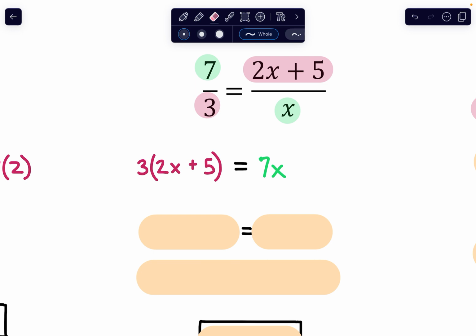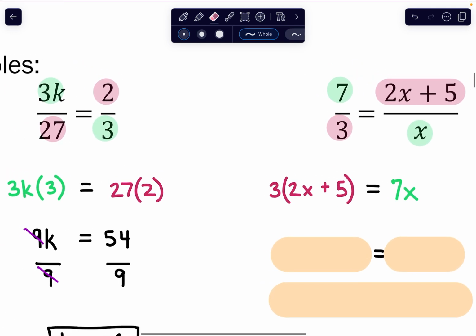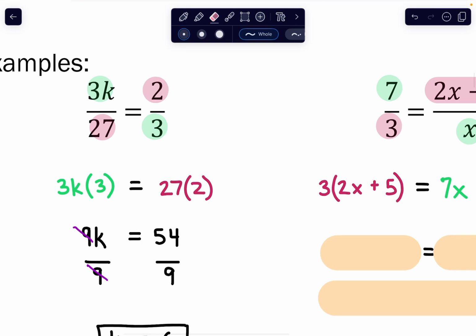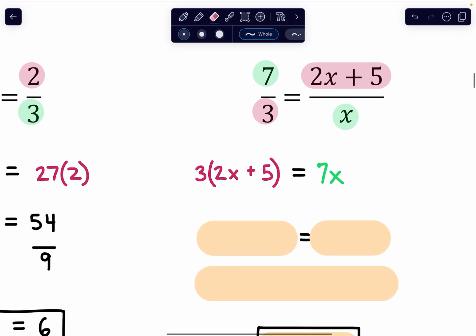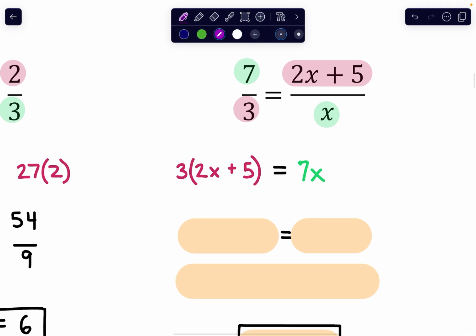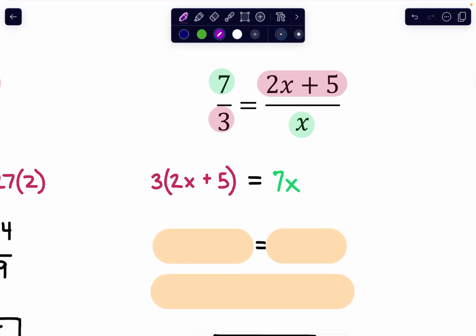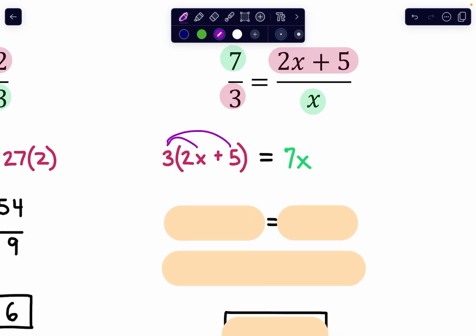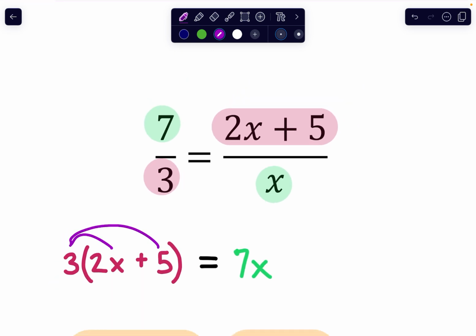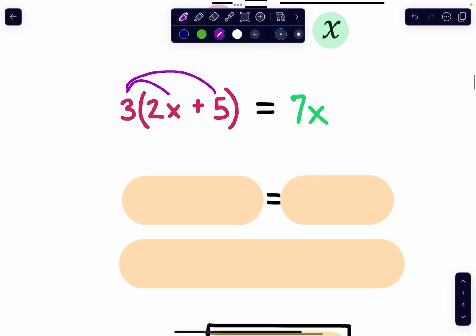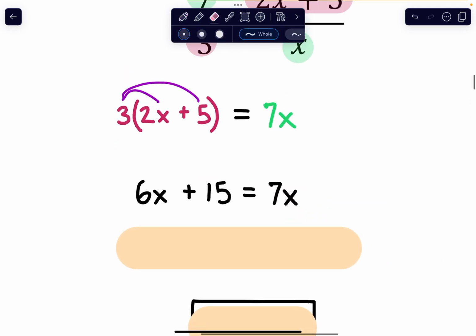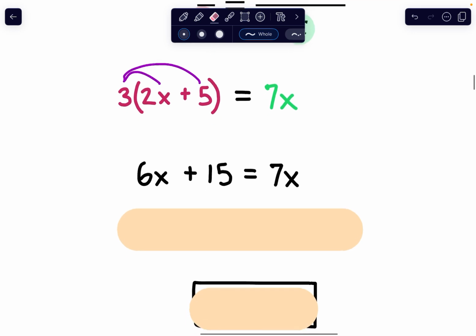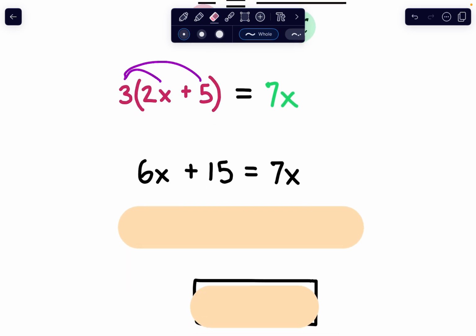So when you write cross products that are not just a single number and a single letter, like 27 times 2, I still put it in parentheses over here just to be consistent. And when it's a sum or a difference, like 2x plus 5, that reminds us that we need to distribute that 3. That's the number one problem I see here: students will try to skip steps and go, okay, 3 times 2x is 6x plus 5, and they'll write 6x plus 5. Well, that is not what we're dealing with here. You've got to multiply that 3 times the 5 as well. So we get 6x plus 15 equals 7x.